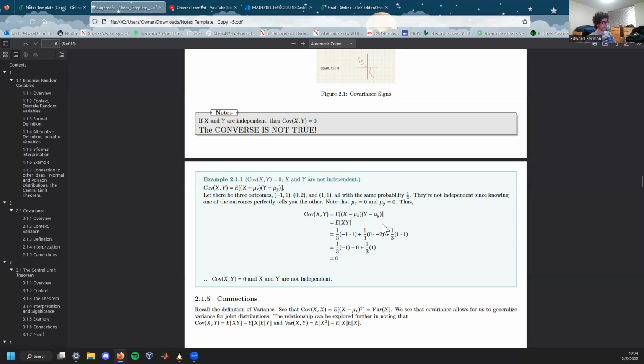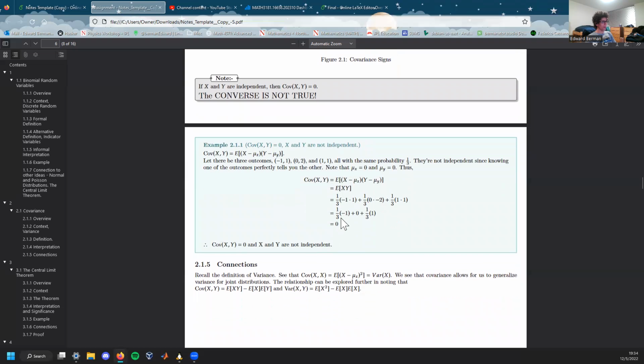So we just have the expected value of x times y. We can calculate this explicitly, and we find that it is 0. So we have come up with an example where the covariance of x and y is 0 and x and y are not independent, simply by considering these three values and their probabilities.